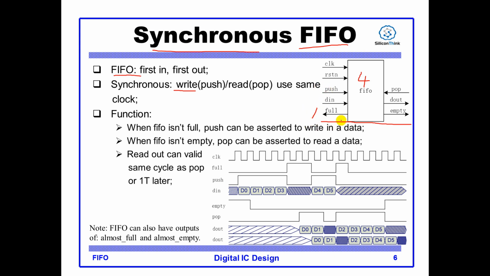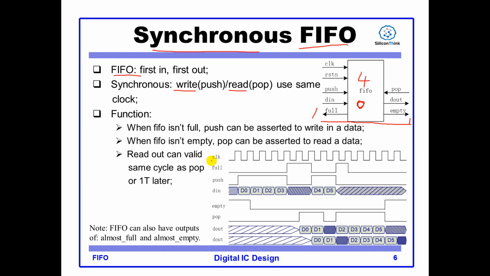Okay, these are the signals on the write part. For the read part, usually you have the pop input. That is the read enable. Then you have the read data output and a flag named empty. Empty means there is no data in the FIFO. For example, if there are 0 data in this FIFO, the empty flag will assert.